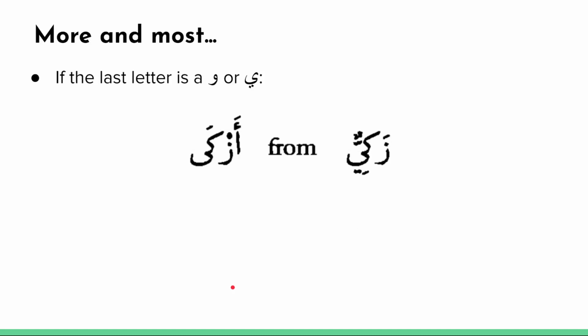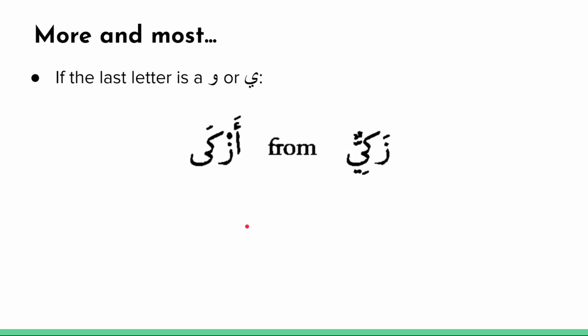Okay. And finally, if the last letter is a waw or a ya, which sometimes happens, for example, zakiyun, which means intelligent, then you actually put an alif maqsura, or this ya without the two dots, at the very end, and you read this like an alif. So zakiyun becomes azka, intelligent, more intelligent, or most intelligent.